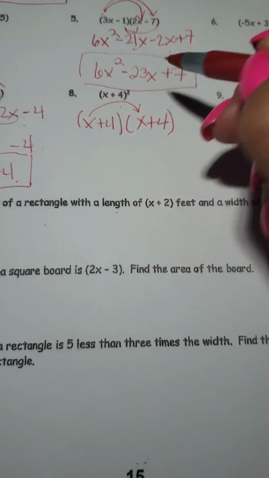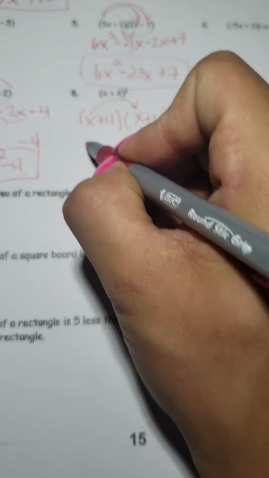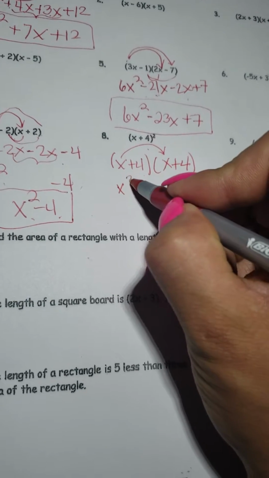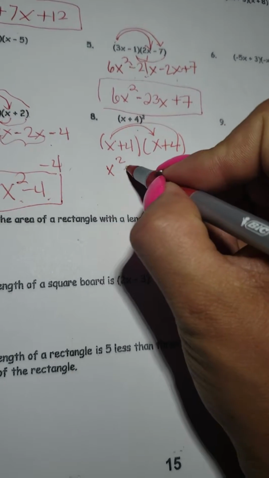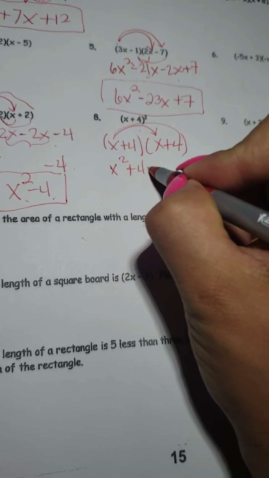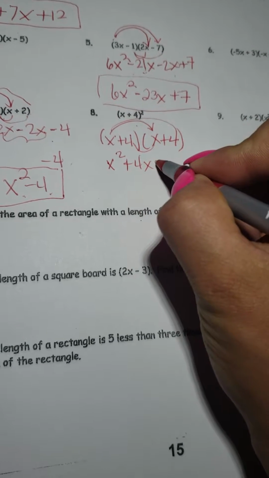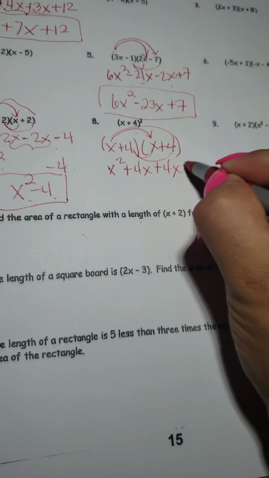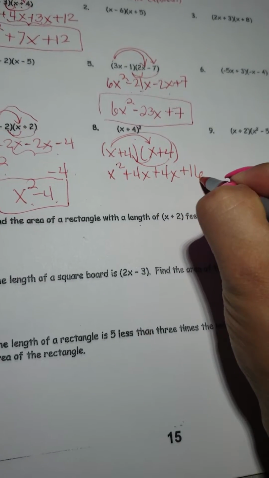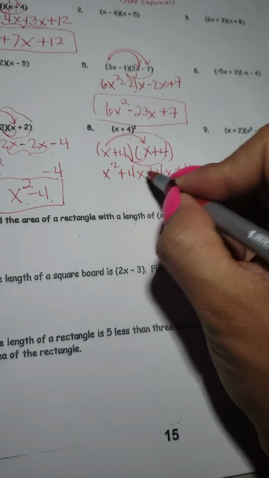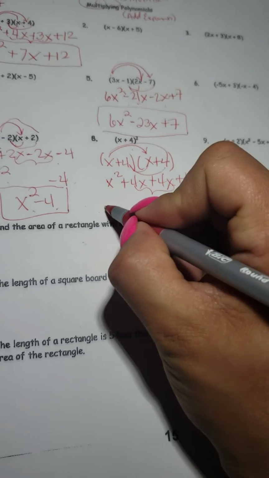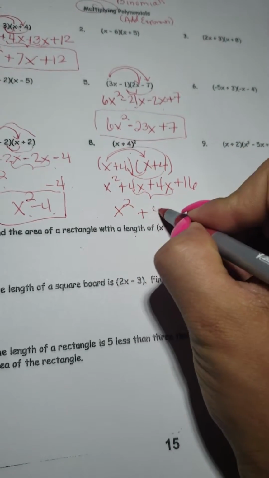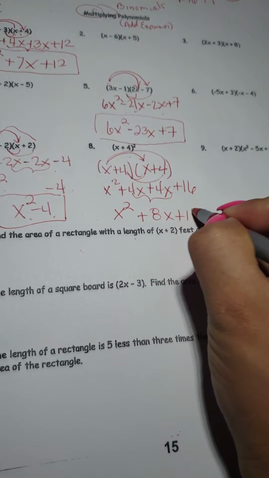X times x, x squared. X times 4, plus 4x, very good. 4 times x, plus 4x again, and then 4 times 4, plus 16, because it's positive, right? Middle terms will combine, so our answer is very good.